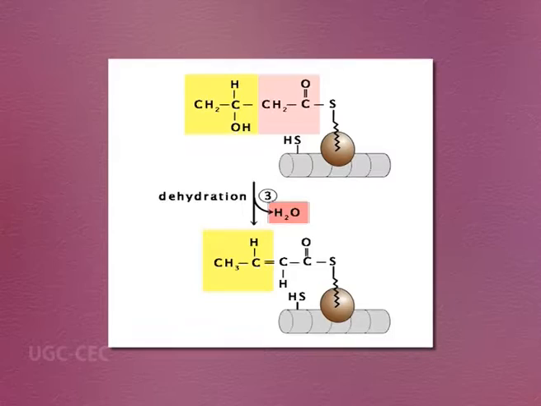Now, after the reduction of this carbonyl group, the elements of water are removed from carbon number 2 and carbon number 3 of the hydroxybutyryl ACP so as to yield a double bond in the product, which is the butenoyl ACP. The enzyme of the fatty acid synthase that catalyzes this dehydration is hydroxyacyl ACP dehydratase.